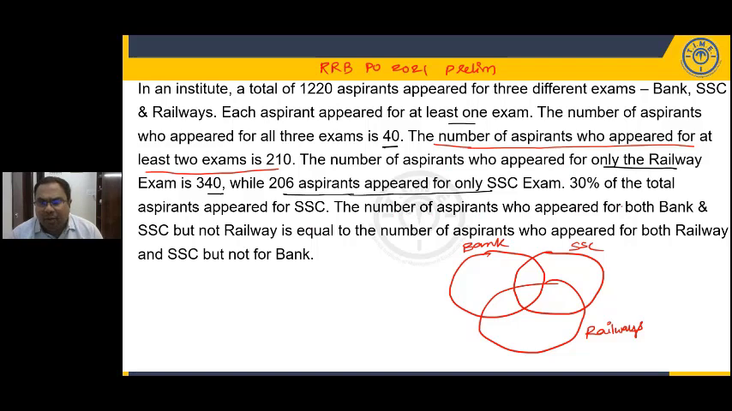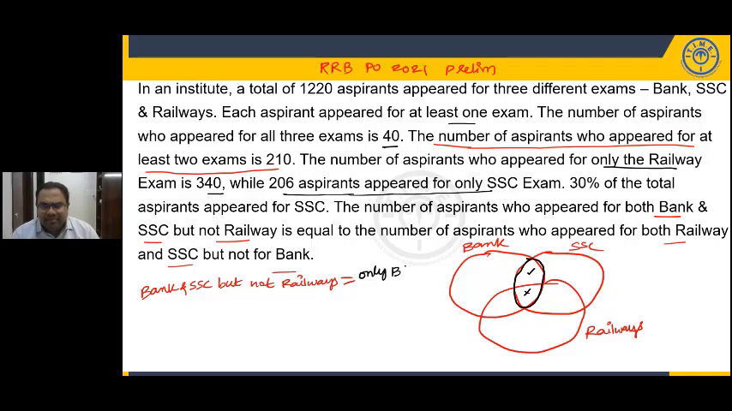Next point. Number of aspirants who appeared for both bank and SSC but not railway is equal to number of aspirants who appeared for both railway and SSC but not bank. Bank and SSC but not railways, that means he is talking about this portion, only bank and SSC.